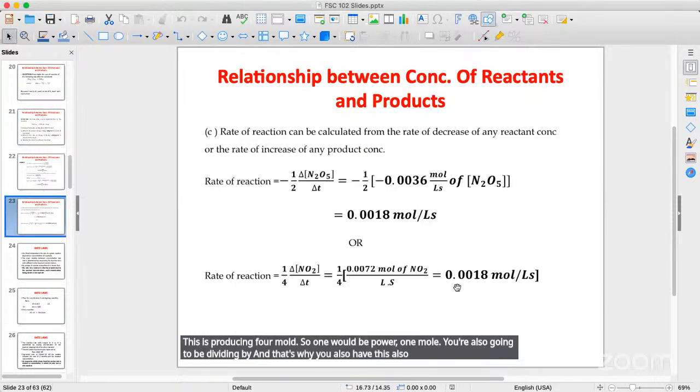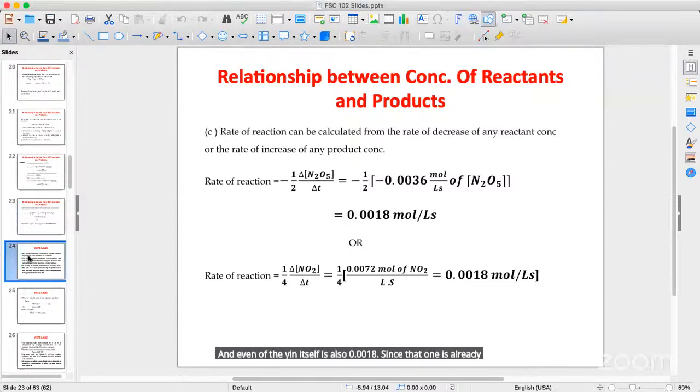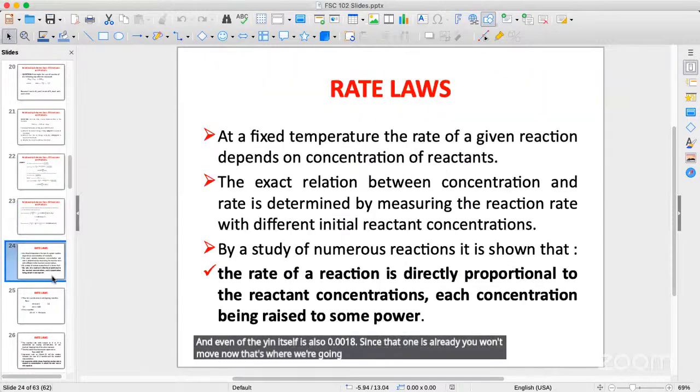But at the end of the day, everything must be the same. It doesn't matter from what angle you're calculating. 0.0018, 0.0018, 42. And even oxygen itself is also 0.0018, since that one is already in 1 mole. Now, that's where we're going to stop. We're going to go to rate law next class.